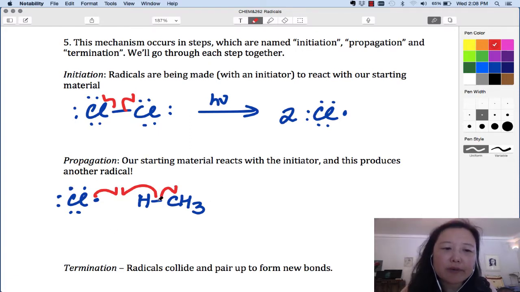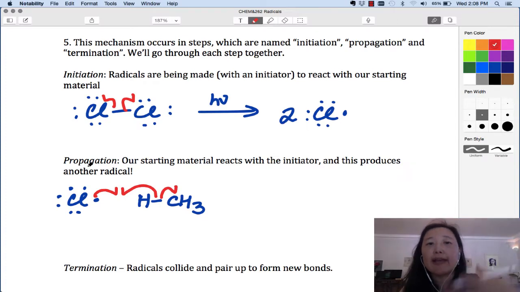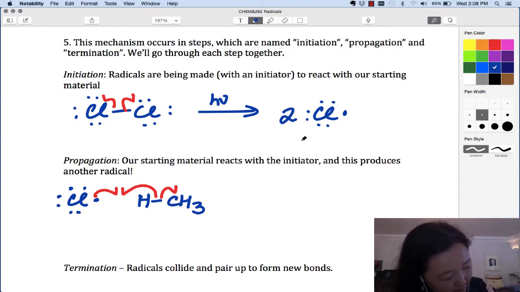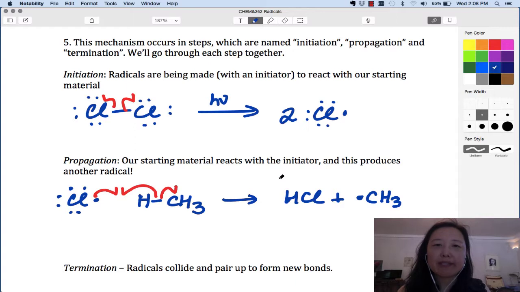This is how we show the propagation step. Propagation means to take something you have and create more like it, like propagating your genes if you reproduce. So in propagation, we take a radical and react it with our starting material to make more radicals. We want to make our starting material into a radical. To do that, I bring in this highly reactive radical and react it with our methane. One of these bonds is going to break homolytically because the chlorine radical is so reactive. Then we make methyl radical, and we also make HCl. So in propagation, we start with a radical and we make more radical.